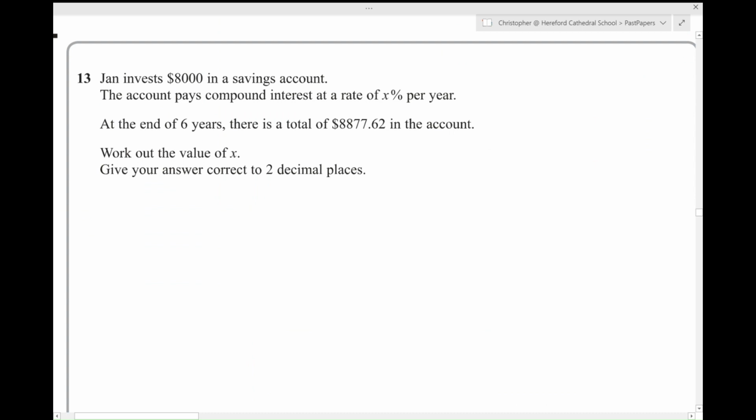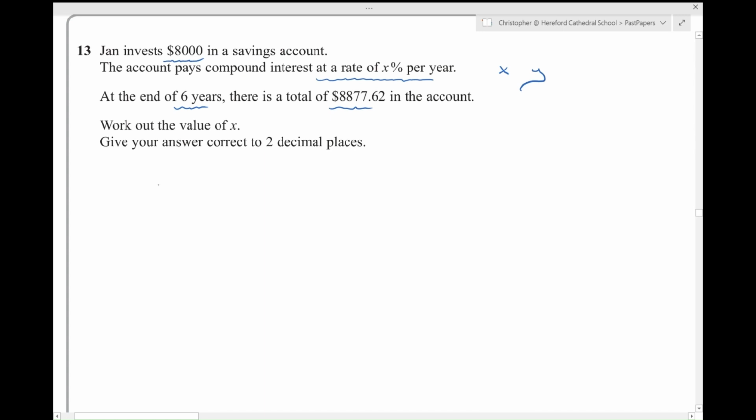Question 13. We're investing $8,000 in an account and it pays a mystery rate of compound interest. So that means I don't know what the multiplier is going to be. I'm going to assume that the multiplier is going to be y. At the end of 6 years, there's that total. Okay, so I can set up an equation here. I know that 8,000 multiplied by my multiplier to the power of 6 gives me 8877.62. Divide both sides by 8,000.